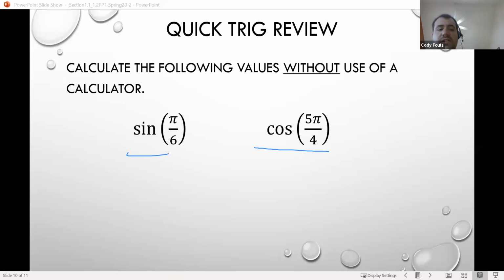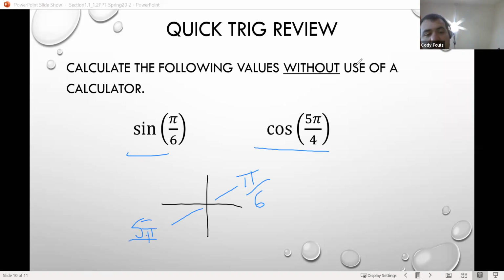And if you recall, pi over 6 and 5 pi over 4 are both values that lie on the unit circle. And if you remember, pi over 6, that is in the first quadrant. Pi over 6 is up here. 5 pi over 4 is in the third quadrant. So down here. And if you recall, on the unit circle, we find the sine and cosine values by looking at the x and the y values associated with the point at that particular angle.